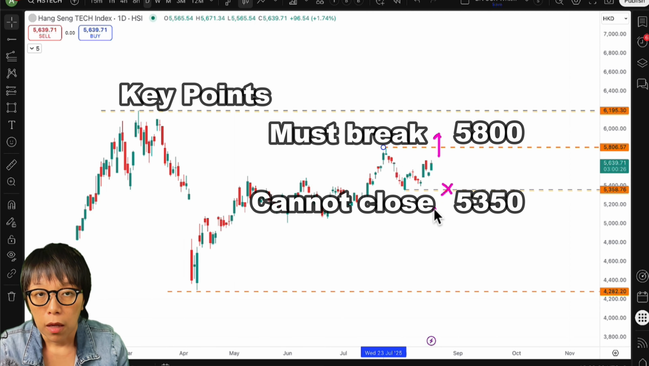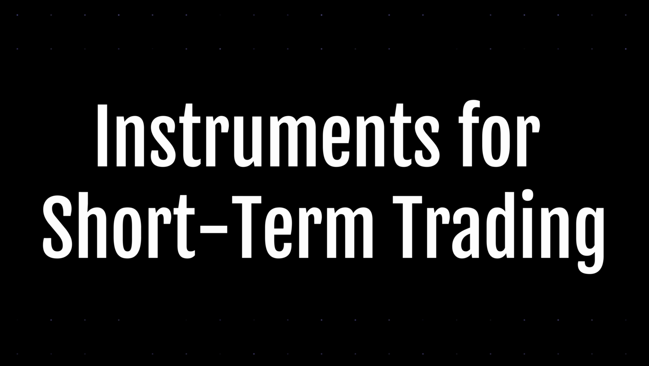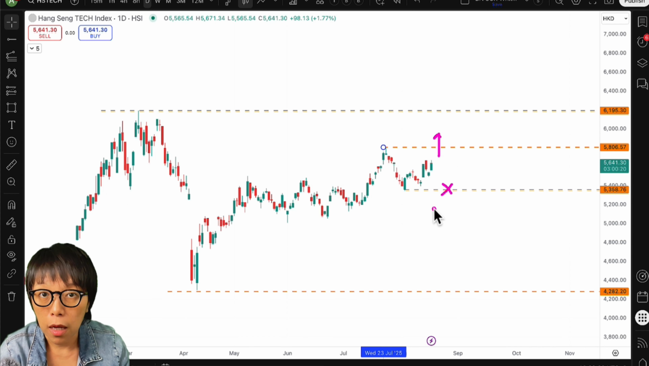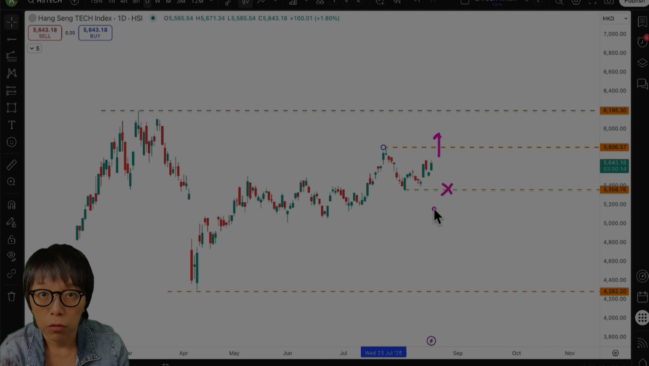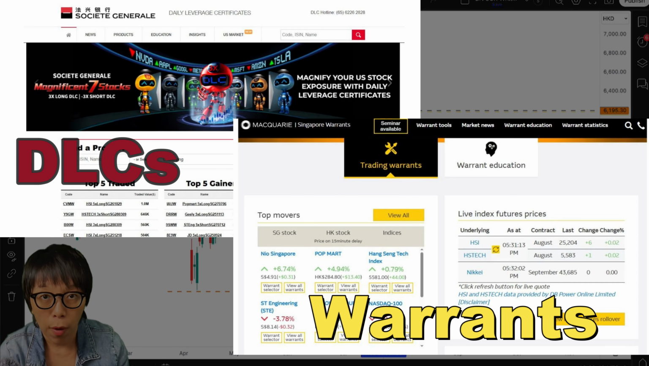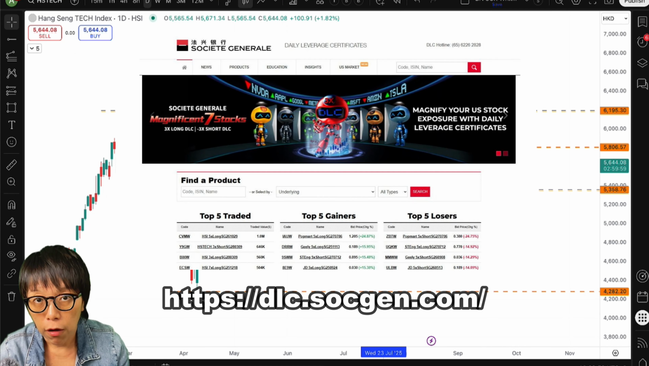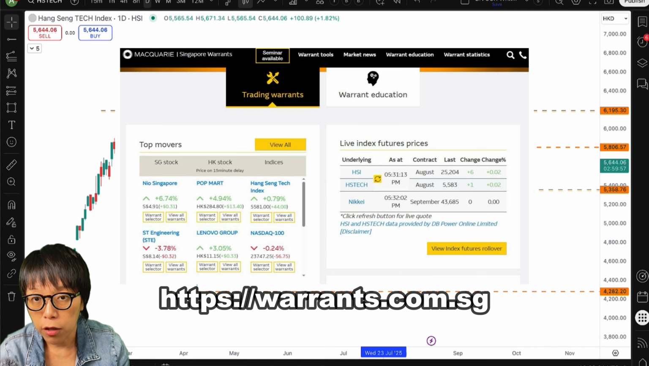5,350. Now, if you are looking at Hang Seng Tech for some short-term trading, yes, there are instruments listed on the Singapore Exchange if you would like to consider them for short-term trading. For example, the instruments I would mention are DLCs or warrants. Then you can just go to their website to look for individual instruments to understand the risks involved of each of the underlying instruments such as DLCs or warrants.